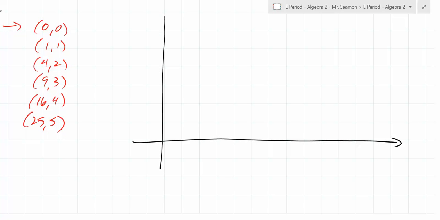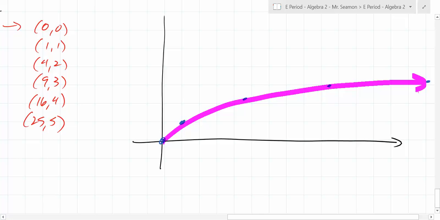So I'm going to approximate. Is it okay if I approximate these points to begin with? Is that okay? So what do I have? 0, 0, 1, 1, 4, 2, 9, 3, 25, 5 is over here. So if you connect these, what does it look like? A curve like that. It's not a straight line.